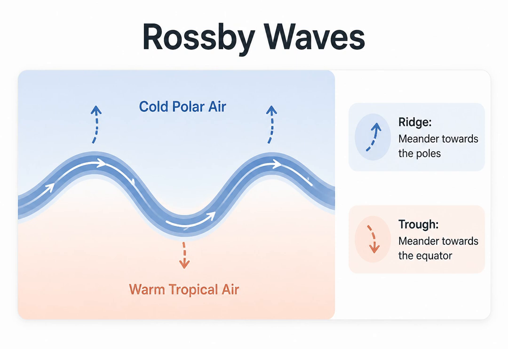As the jet stream undulates, polar air dips toward the equator and tropical air surges toward the poles. A wave pointing toward the poles is called a ridge, while a wave dipping toward the equator is a trough. These waves are crucial because they help explain the formation of low-pressure cyclones and high-pressure anticyclones.